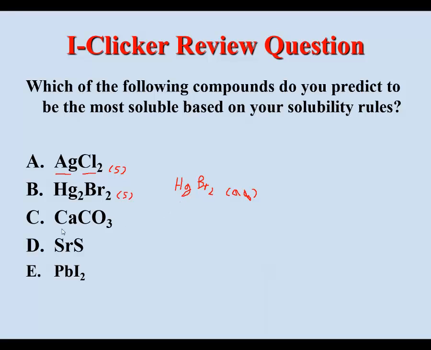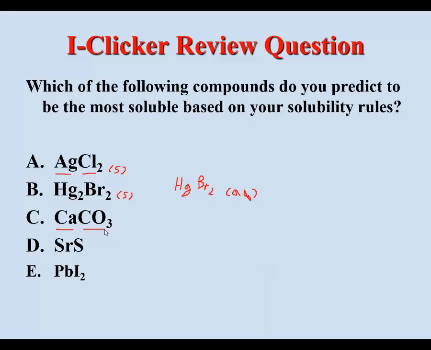Now, if I look at calcium carbonate, my calcium ions can frequently precipitate. They're not on my always soluble list. My carbonate ions are frequently insoluble. So here's a case where I have to think about this. Which types of carbonates are soluble?